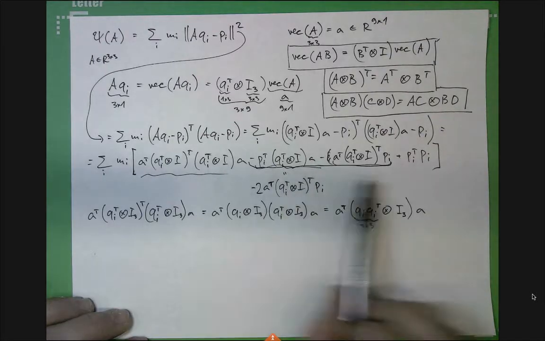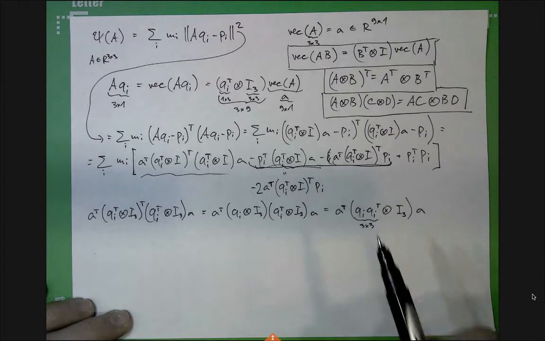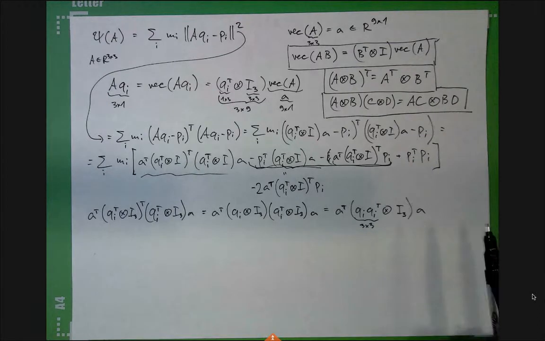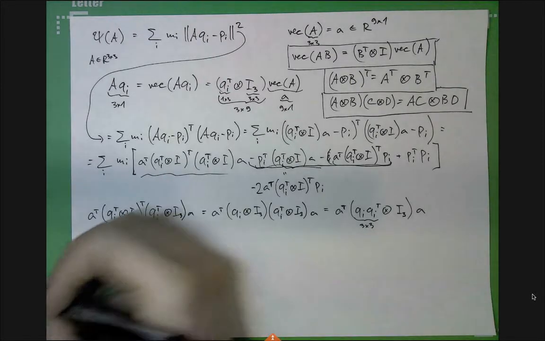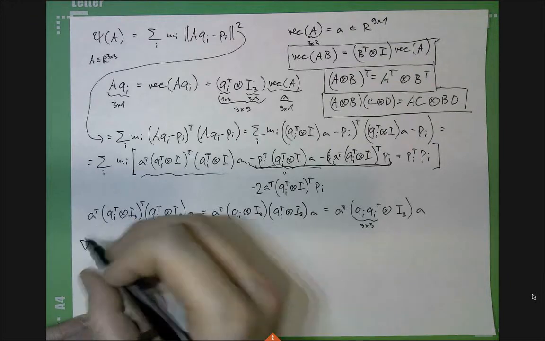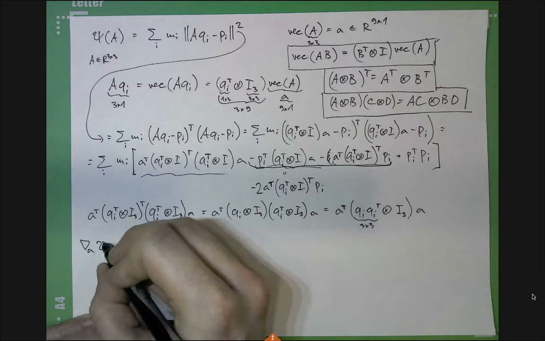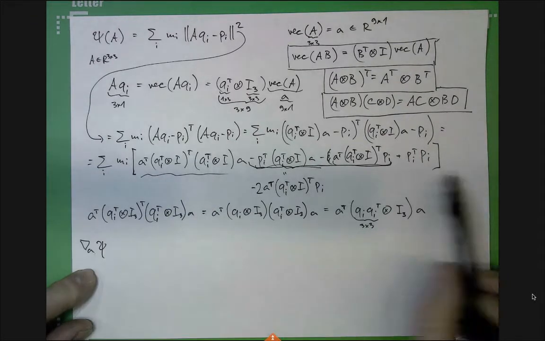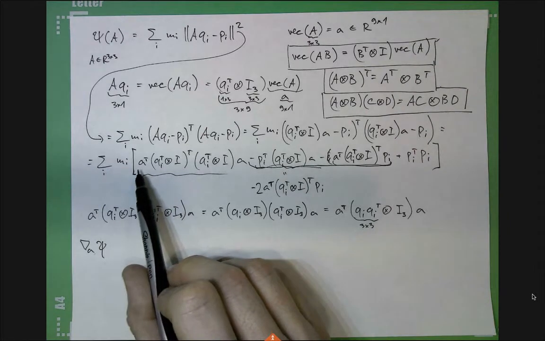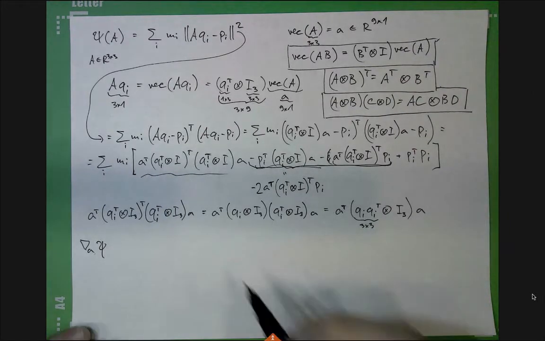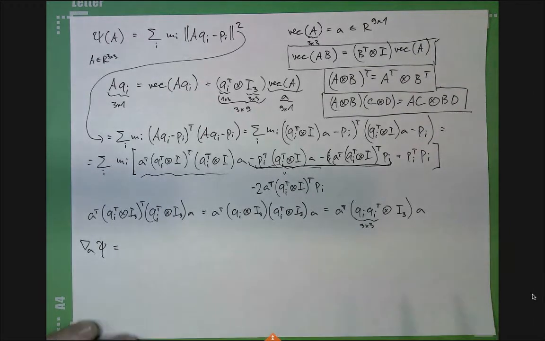Now, why I was getting it in this form is that now I can easily differentiate it. So let me compute the gradient of psi with respect to the lowercase a. So I take this expression and I compute the gradient with respect to a. Now that's simple, right? Because now a is no matrix, now a is just a vector. So computing the gradient is easy.